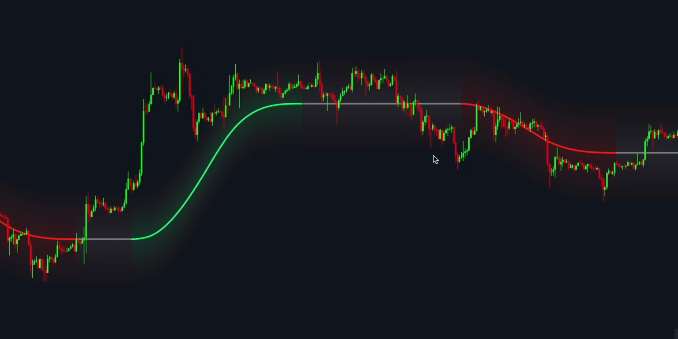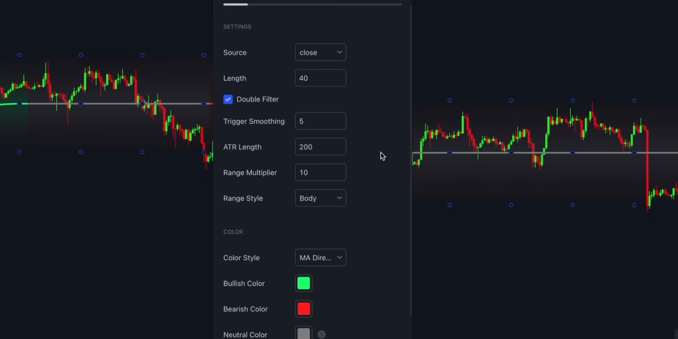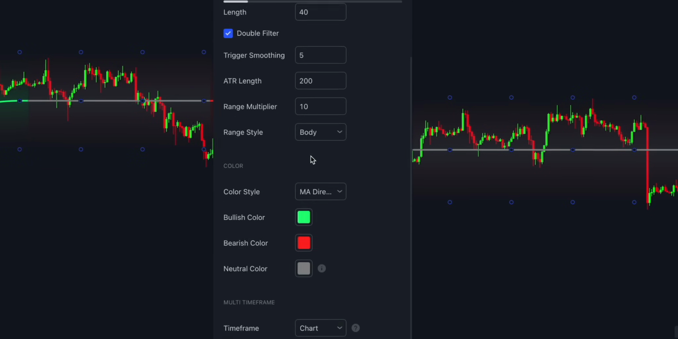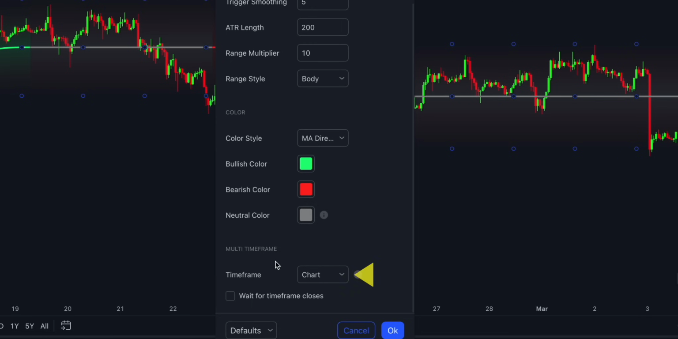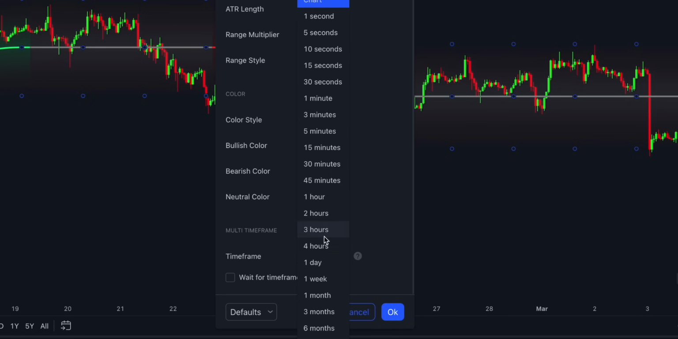Another super useful feature this indicator has is multi-time frame price analysis. If we go back to inputs and scroll all the way down, we can see a time frame option. To check the market bias on higher time frames, simply select a 4-hour or daily chart.